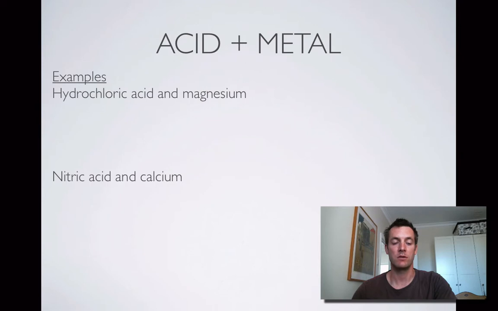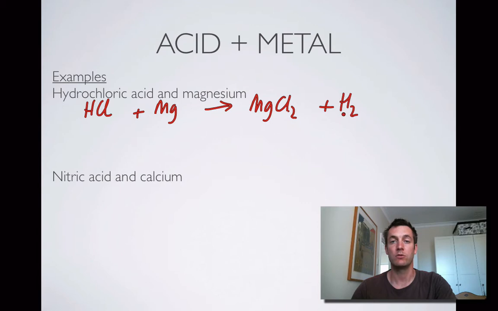Let's have a look at writing an equation for this. Let's write a symbol equation first. We know that the formula of hydrochloric acid is HCl and the formula of magnesium is Mg. What are we going to form? Magnesium chloride and hydrogen, so MgCl2 and H2. Hydrogen is always H2. MgCl2 we have to figure out from the charges on the ions, so you must know your ion list.